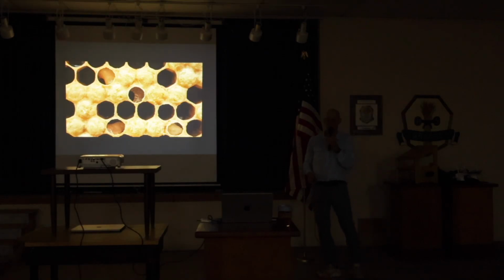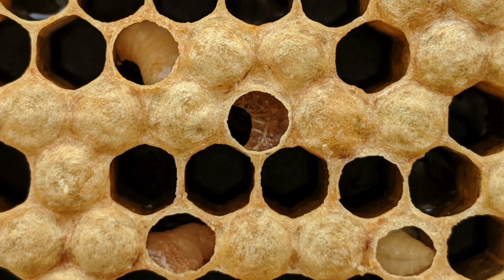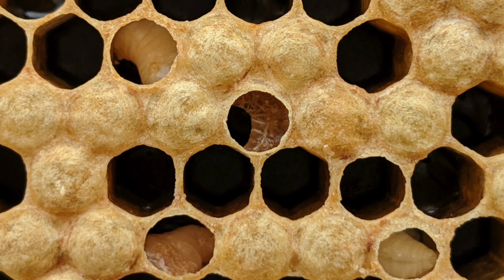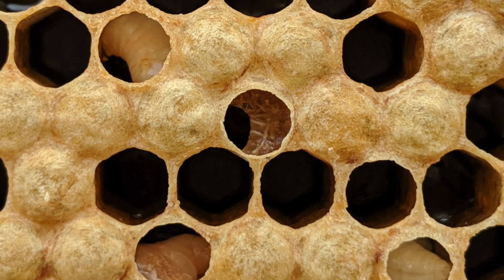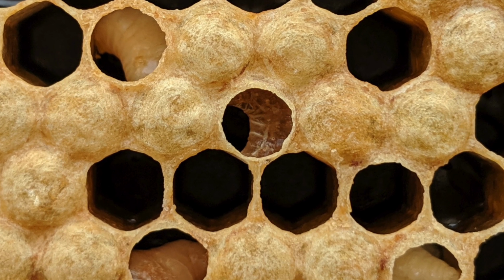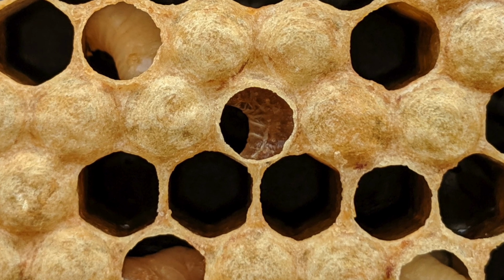Here's an example of it. You have this larva. Look, you see this one is doing somersaults. It's upside down and backwards. This one's going sideways. This one, you're seeing larvae in all sorts of contortions in the cell.